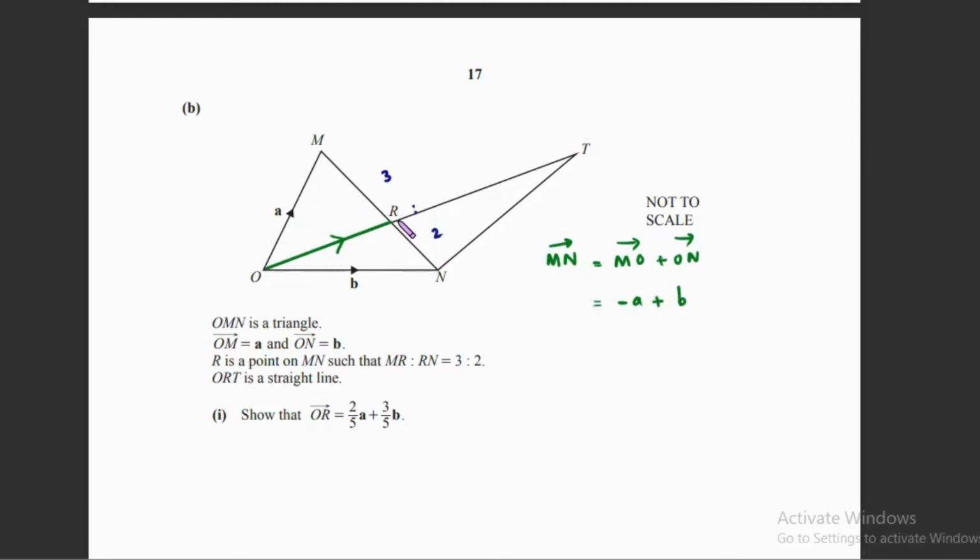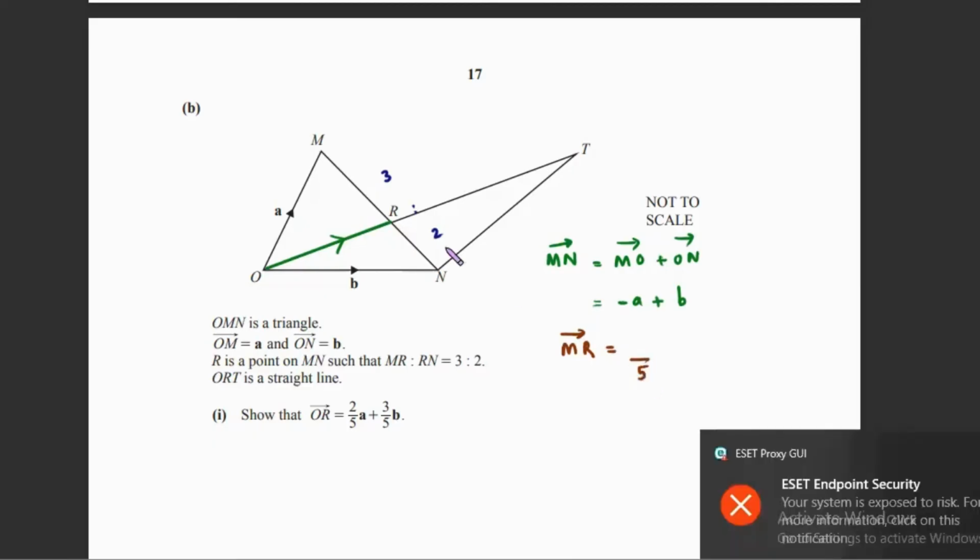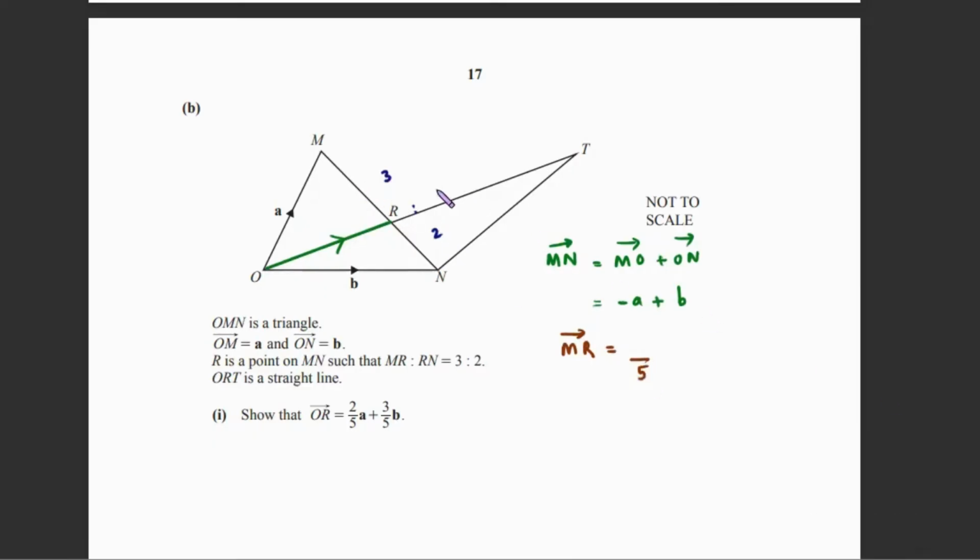Now I need to find M to R, and then R to N. So I have a total of 3 portions and 2 portions, which makes a total of 5 portions. Which means M to R will be equal to, out of 5 portions, when we add the 3 and the 2, it makes 5. It's going to be 3 portions. So 3/5 of M to N, which is negative A plus B. So I can write this as negative 3/5 (negative A plus B).